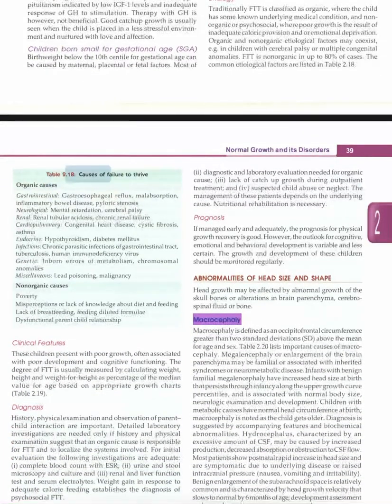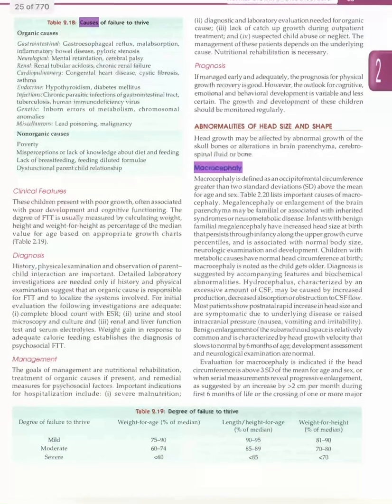Causes. This is a more important topic. Organic cause, non-organic cause. Organic causes: gastrointestinal, neurological, cardiopulmonary conditions, endocrine, infection, genetic, miscellaneous. Non-organic causes: poverty, misperception or lack of knowledge, top feeding, lack of breastfeeding, dilute formula, dysfunctional parent-child relationship. Dysfunctional parent-child relationship is mainly in broken families. What are broken families? Broken families are those where couples are separated or divorced.